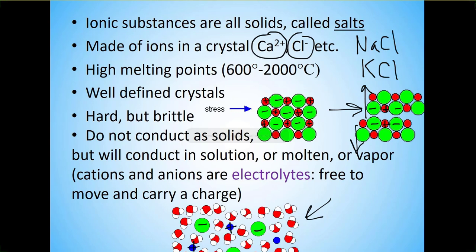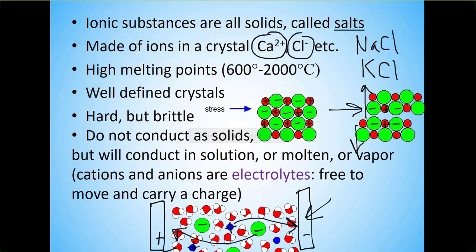And because you have something that is free to move, then it will conduct a current. It does this when it's molten also. So if I had a positive charge over here and a negative charge over here, you would see the ions travel to the opposite side. So you would see your negative ions go this way, and you would see your positive ions go this way.